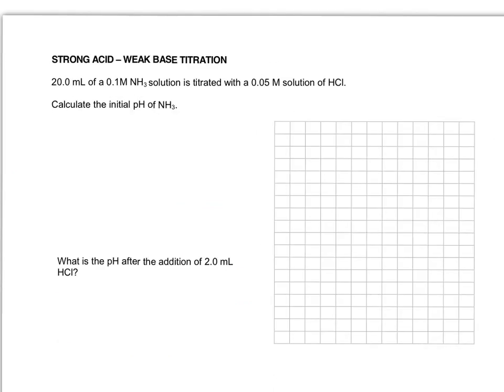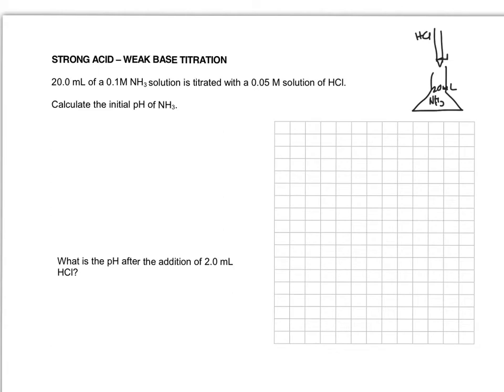All right, let's do the opposite now. Let's look at a strong acid with a weak base. So I have 20 milliliters of 10th molar NH3, which is a weak base, titrated with 0.05 molar solution of HCl. So in this one, I'm doing the opposite, actually. Now I have my NH3, or my base, in my Erlenmeyer flask, and I'm adding HCl to it. So this one's going to be one of those Z curves as opposed to S curves.